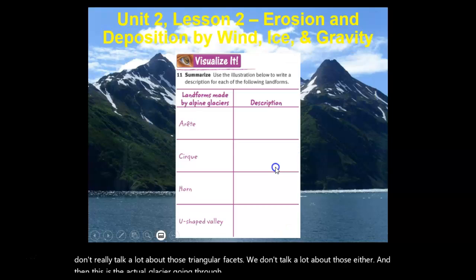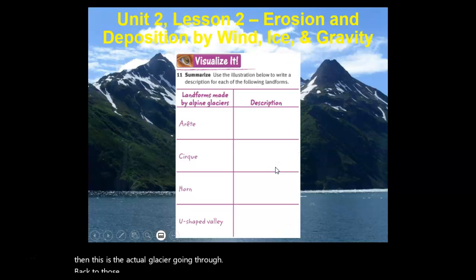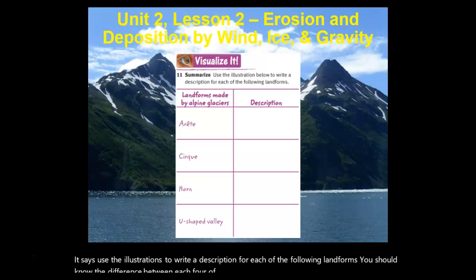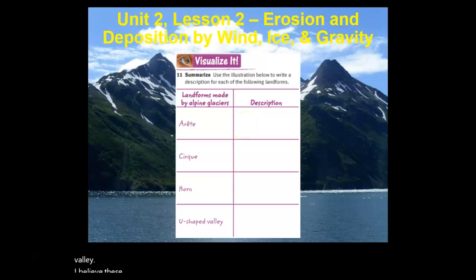Now, back to those questions. On page 121, number 11, it says use the illustrations to write a description for each of the following landforms. You should know the difference between each of these four: an arête, a cirque, a horn, and a U-shaped valley. I believe these were in your vocabulary.